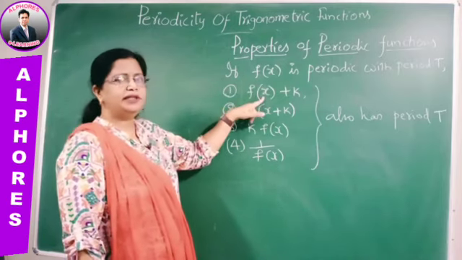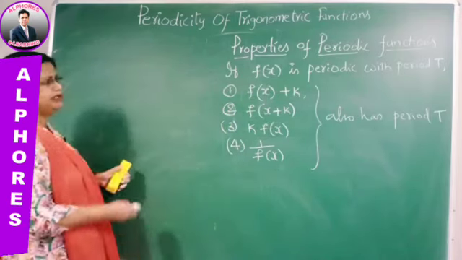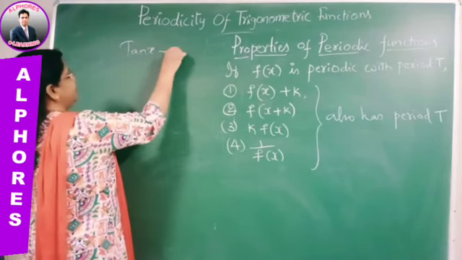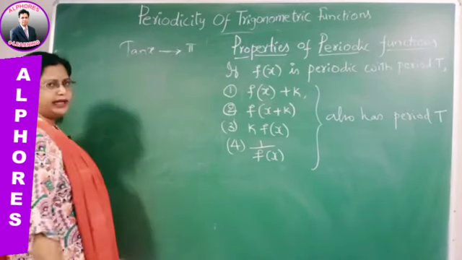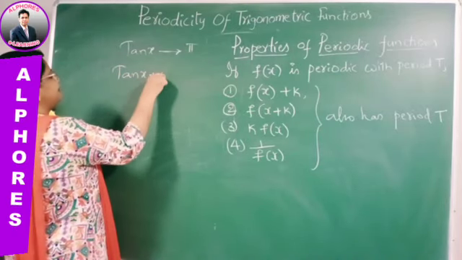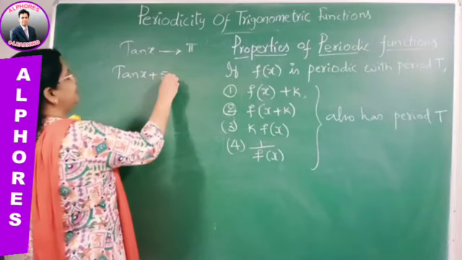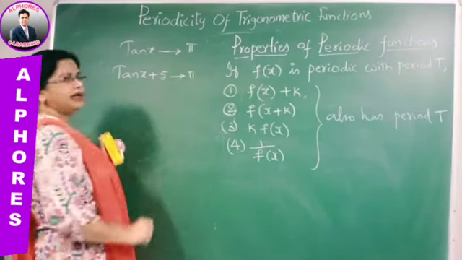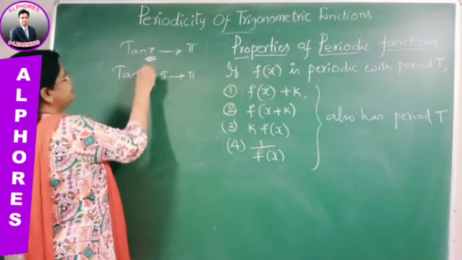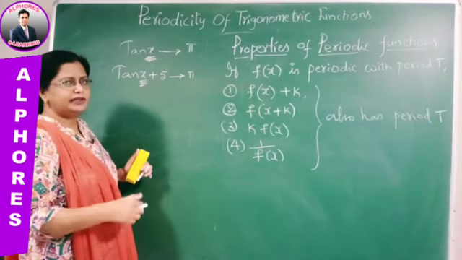Then the first one is f of x plus k. Suppose, you know students, tan x is periodic with what here? It is periodic with period pi. Then if I want tan x plus, suppose it is 5, then also the period is how much? Pi itself. No need of discussing again, drawing graph, etc. Not necessary. Directly you can say, as long as there is no change in x, then clearly you can say the period remains the same.